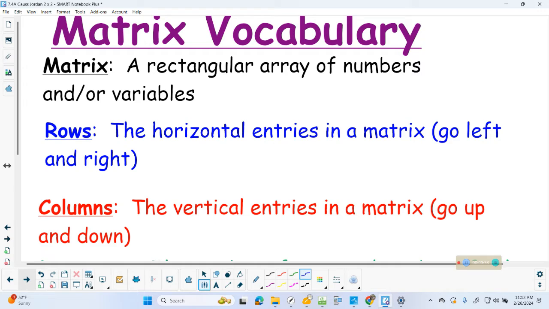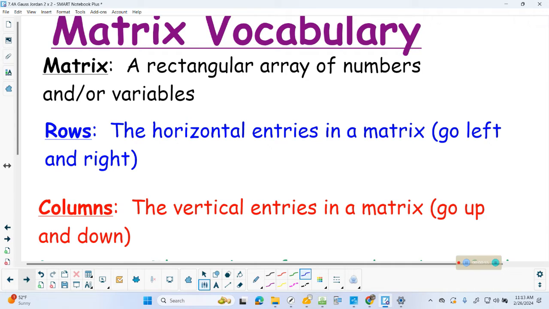Okay, what is a matrix? You got to fill in the blanks here. A rectangular array of numbers and or variables. So you're going to see some brackets around them. Majority of them just have numbers in them, but you could have a variable in there too, which you will see when we get to some equations coming up in a bit.